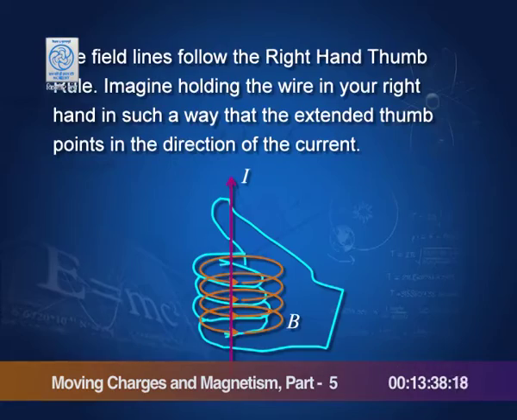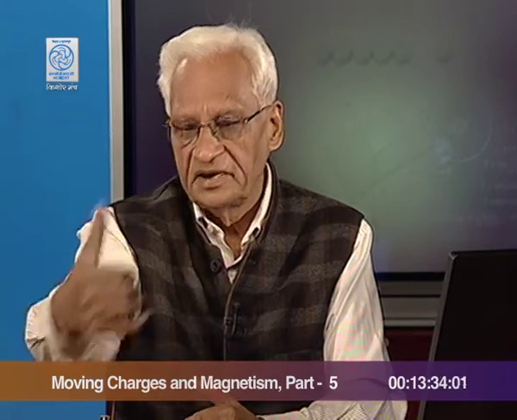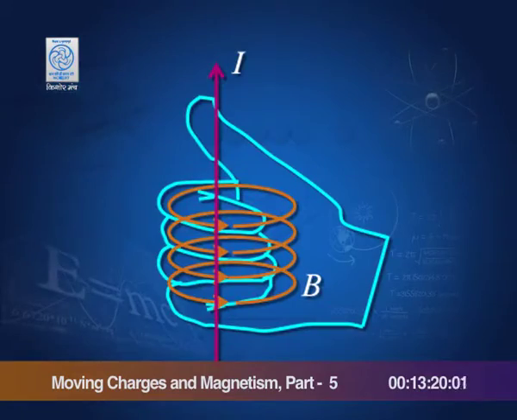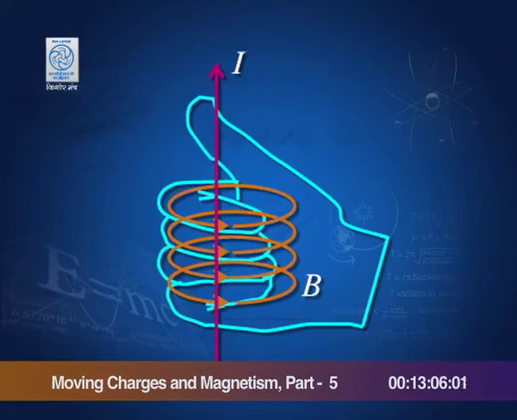The field lines follow what is known as the right hand thumb rule. That is, if I take my right hand and stretch my thumb like this is the direction of the current, then the way these fingers are wound gives the direction of the magnetic field lines. As shown here, stretch your thumb of the right hand, then you see how the fingers are wound, and that gives the direction of the field lines as shown here.